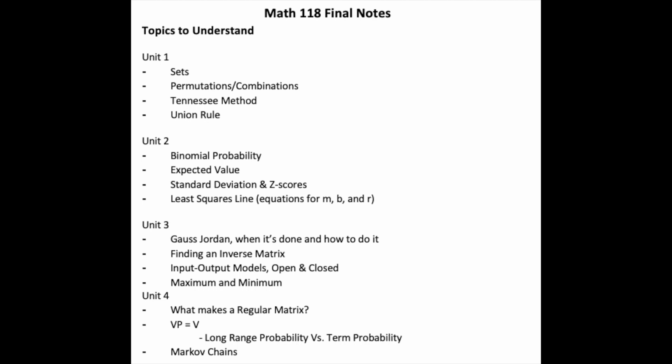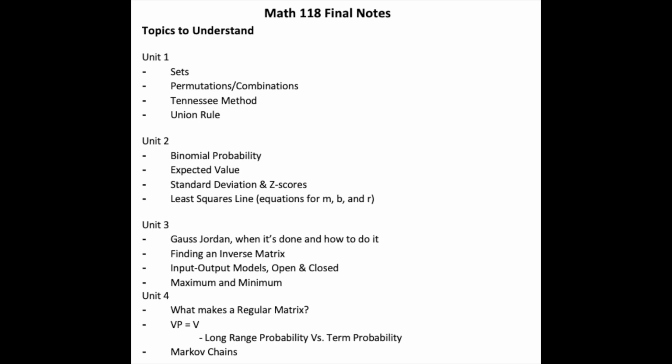Okay? For Unit 2, this is all Test 2 material. Make sure you understand binomial probabilities. That's when we used combinations to find how many times it was likely for something to occur. Expected value, we do a little bit of that today. That's just an average. Standard deviation and z-score, we'll do that. And then make sure you understand the least squares line. I didn't have time to hit on that in this review, but you need to know the equations for the slope, intercept, and for your R, your correlation coefficient.